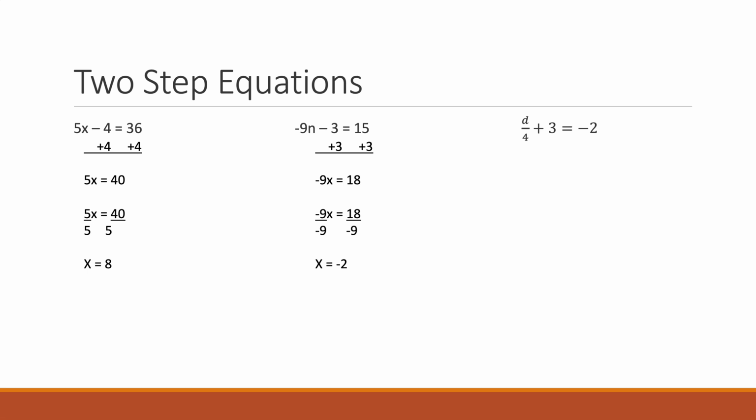Next one up. Now notice this time it says D over 4. That means D is being divided by 4, and at some point you're going to need to do the opposite of dividing by 4 and multiply by 4. Go ahead.